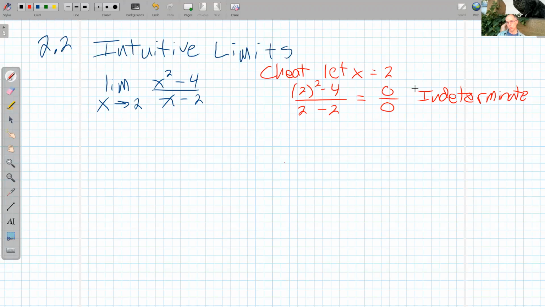Sometimes there's an actual value to 0 over 0. Sometimes it's 1, sometimes it's 0, sometimes it's 2, sometimes it's 4, sometimes it's infinite, all over the map. So more work needs to be done in this case. If we ended up with 1 over 0, we're done. There is no answer. But here we have 0 over 0, it's indeterminate.